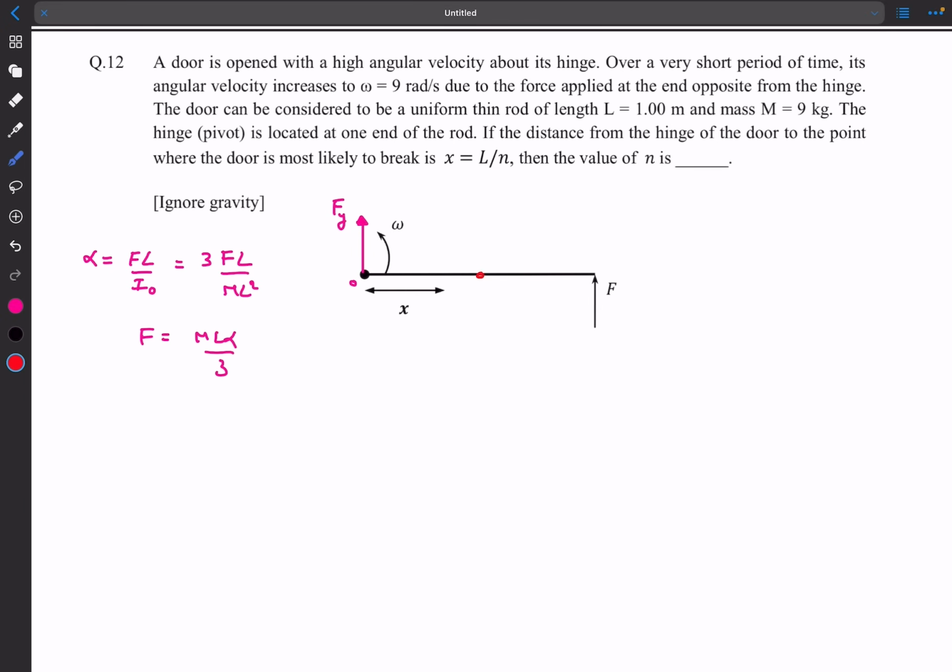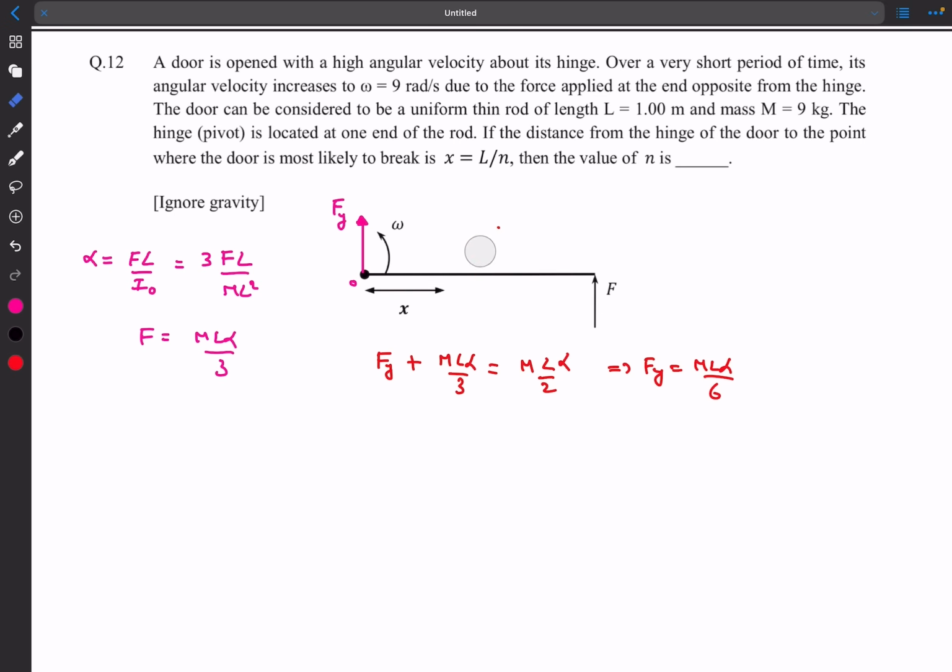Now what's the acceleration of the center of mass? It will be L by 2 alpha, right? So now we can apply F equals ma in the y direction. So we get Fy plus F, which is mL alpha by 3, equals mass times the acceleration of the center of mass. So from here, Fy turns out to be mL alpha by 6. So the pivot applies a y direction force of mL alpha by 6.